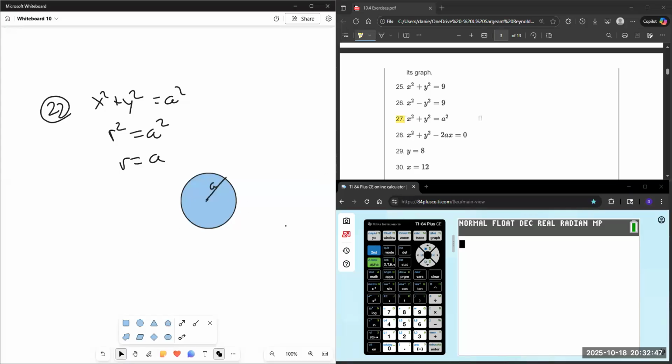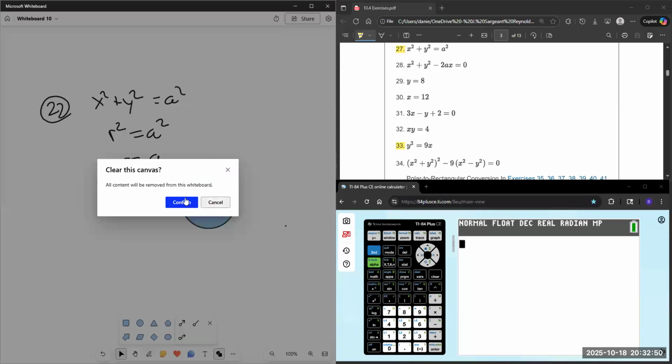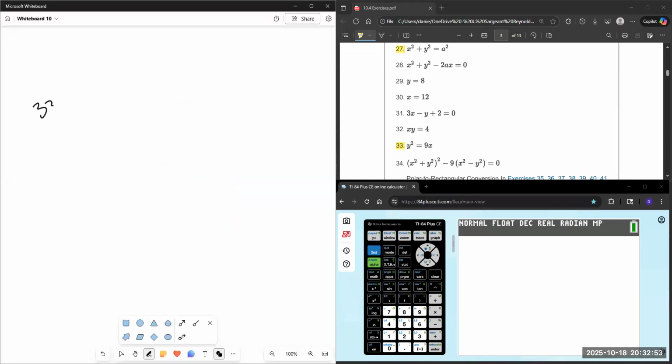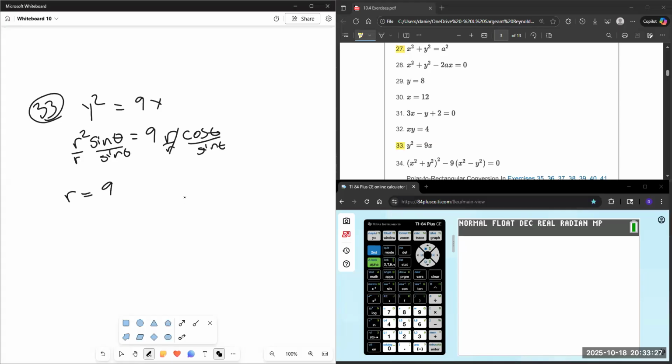So let's do 33. y squared is equal to 9x. So y is equal to r sine theta, so this is r squared sine squared theta, equals 9, and x is r cosine theta. So I would like to divide by r here, and then divide by sine squared here to solve for r. So r is equal to 9.